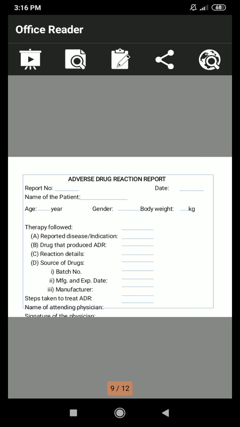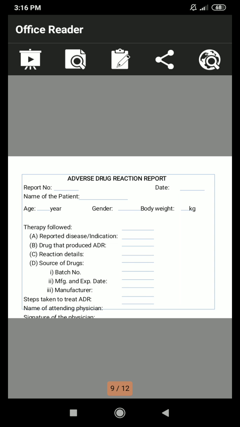Okay. Now this is the adverse drug reaction report. In that, first is report number, then date, name of patient, age in years, then gender, body weight in kilograms, then therapy followed. First is reported disease or indications, then drug that produced ADR, then reaction details, then source of drugs, in that first batch number, manufacturing and expiry date, then manufacturer, then steps taken to treat ADR, adverse drug reaction, then name of attending physicians, then signature of the physician. These are the adverse drug reaction report.